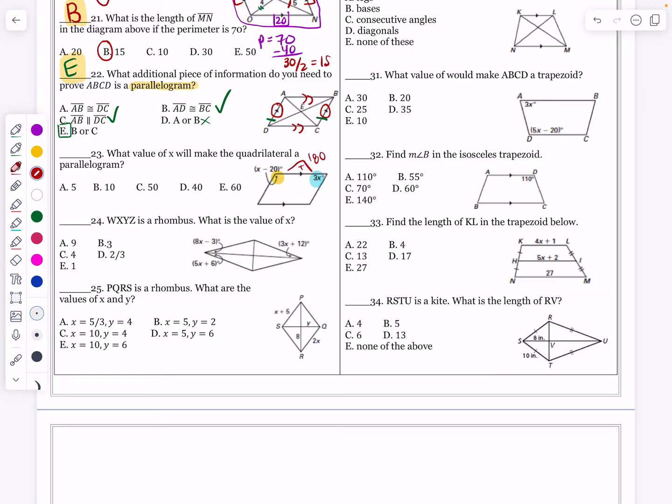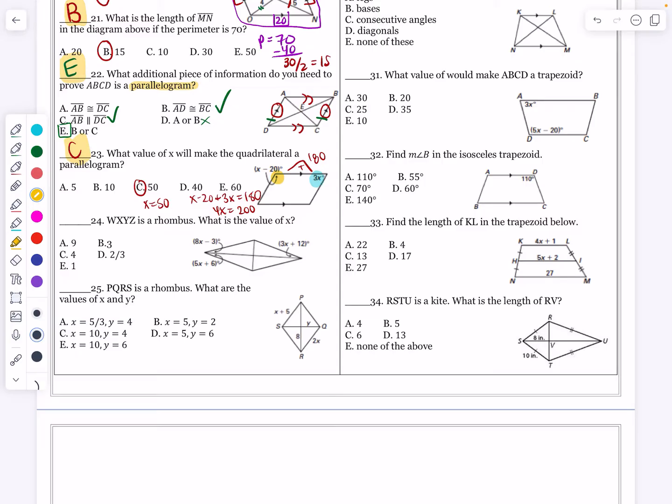So I can take X minus 20, I can add it to 3X, and that should add up to 180. And so we're going to get 4X equals 200. So what is X? X is going to be 50, and it says what value of X? So if X is 50, this is a parallelogram. So that's going to be answer choice C. Answer choice C would make this a parallelogram.